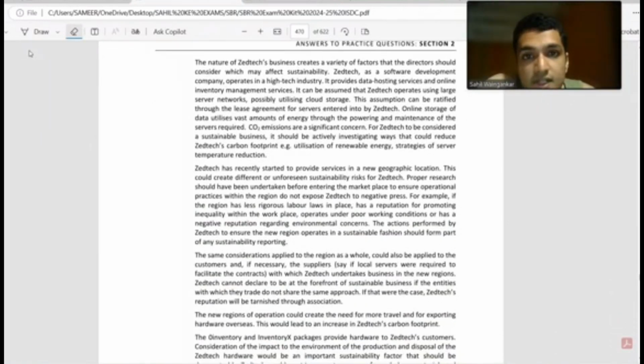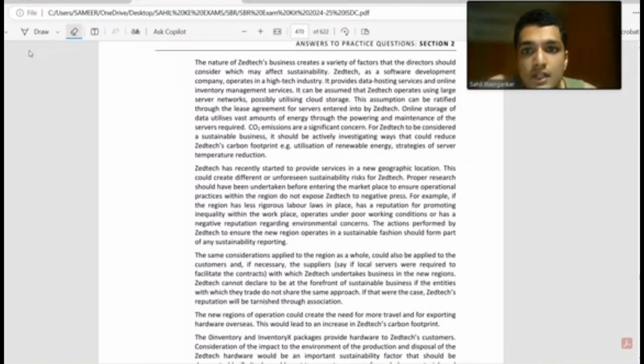Then the nature of Zedtech's business creates a variety of factors that the director should consider which may affect sustainability. Zedtech is a software development company, operates in the high-tech industry. It provides data hosting services and online inventory management services. It can be assumed that Zedtech operates using large server networks, possibly utilizing cloud storage. This assumption can be ratified through the lease agreement for servers entered into by Zedtech.